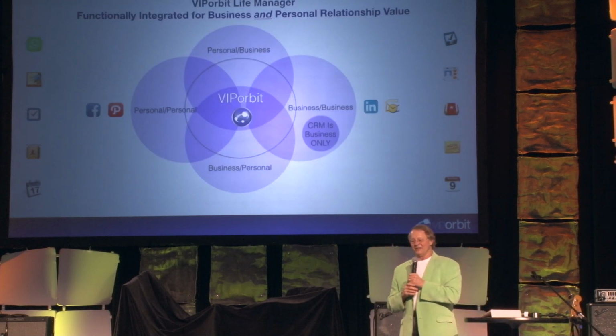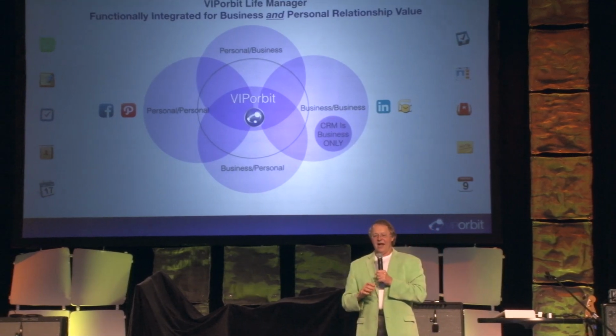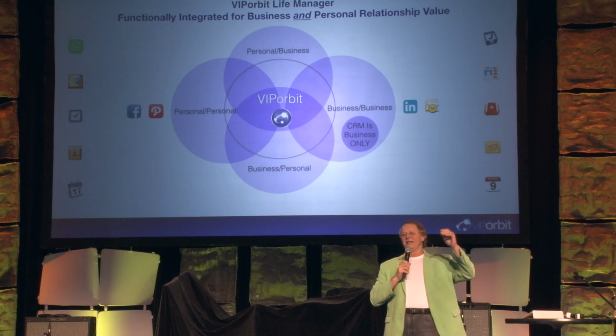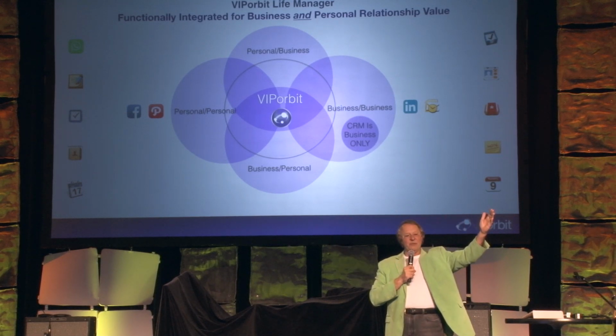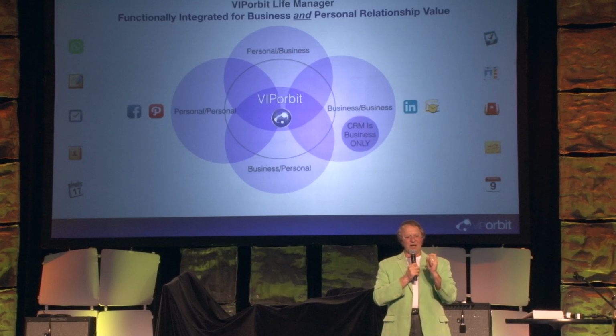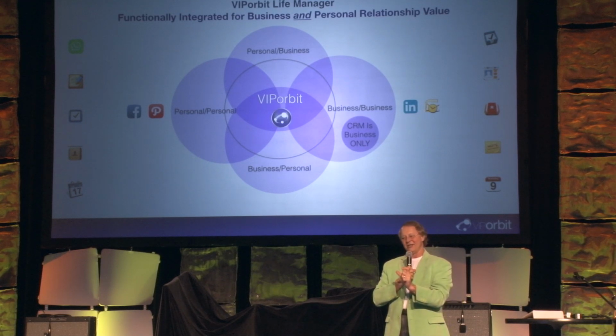To give you a sense of where we fit, on one side is personal. Let's call that Facebook, the personal social side. On another side, let's call that business, maybe portrayed by LinkedIn. They're like a railroad track. They run parallel, but they don't come together. VIPorbit, like I said, manages your business and personal life, every aspect of it, seamlessly integrated.